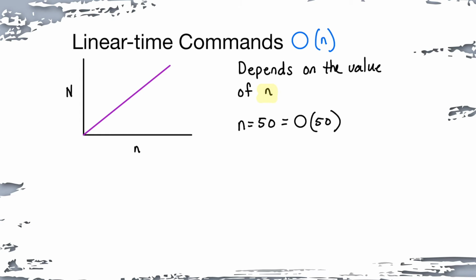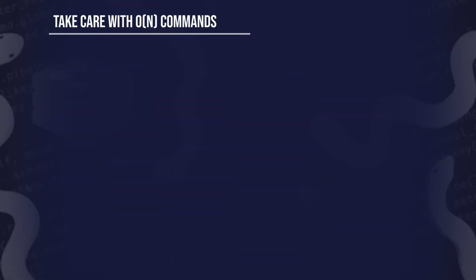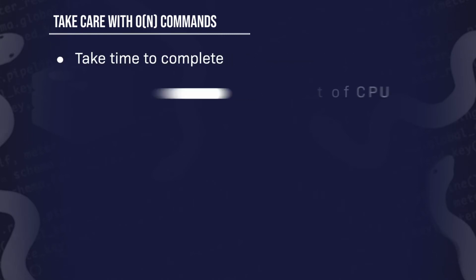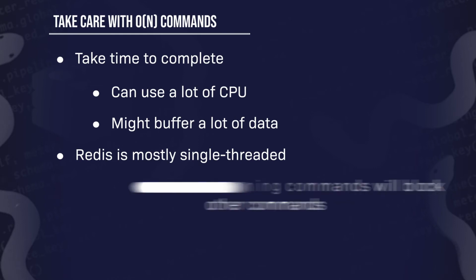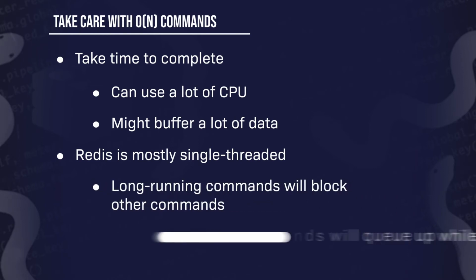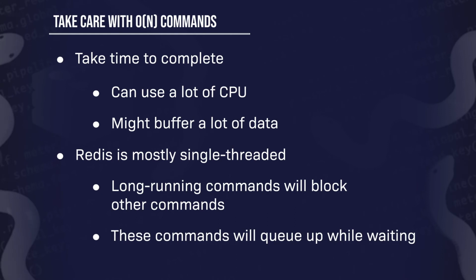Yes, I said micro. But if the list contains a million elements, then we're at O(a million), which is a completely different story. Running O(n) commands where n is large is a problem for two reasons. First, these commands can take a relatively long time to complete. This is because they use a lot of CPU and they tend to return a lot of data, which takes time to buffer. Second, because Redis is mostly single-threaded, no other commands will be executed while these long-running commands are running. All other client commands will be queued up until the current command is done running.